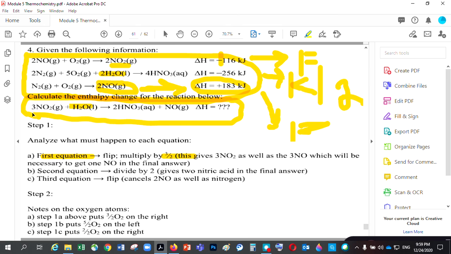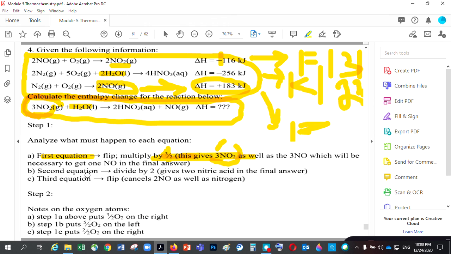That's what I told you, to make sure that we have NO2 here, correct? We have NO2 here, so 2 NO2. So you divide by half, you get NO2. So to get 3 NO2, you multiply by 3/2. Sorry. So to get to the 3 NO2, you flip the first one, and then you multiply it by 3/2. Why? To get to the 3 NO2. So this one is very important here.